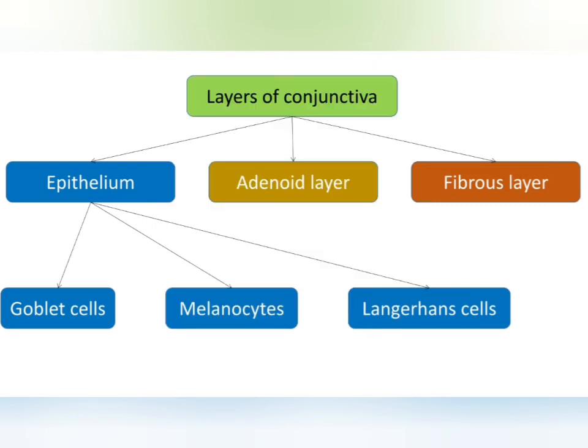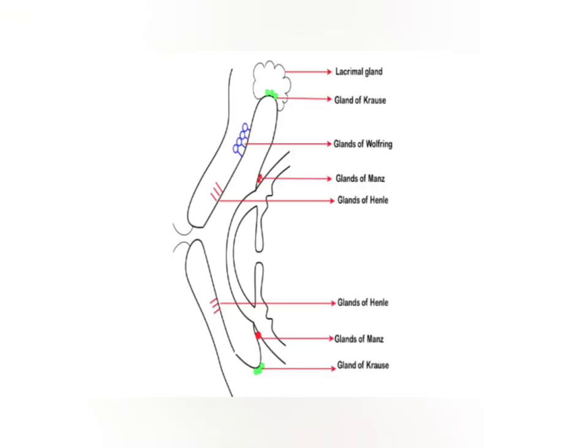Okay. Now the adenoid layer. The adenoid layer is the middle layer of the conjunctiva. It is also called the lymphoid layer. Okay. And the fibrous layer is the innermost layer of the conjunctiva, containing the vessels and nerves of the conjunctiva, and in this fibrous layer the gland of Krause is also sitting. So these are the different glands present in the conjunctiva: gland of Henle, gland of Wolfring, gland of Krause, lacrimal gland.